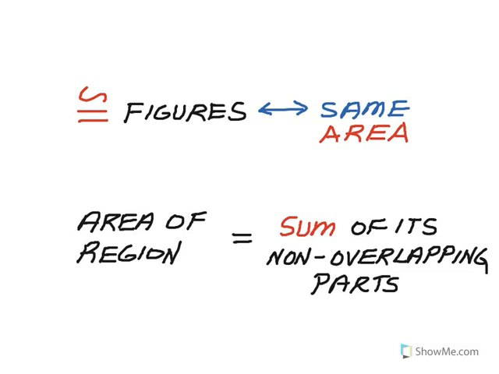Okay, and then two theorems to go along with the area of a rectangle formula. The first one is that if two figures are congruent, it means they have the same area, and vice versa. And then the second one is that the area of any region, interior region of a polygon, is the sum of its non-overlapping parts. And what this allows us to do is to take a big region and to subdivide it into smaller parts and find the area of the smaller parts, if that's easier, and add them up to get the total area of the region.